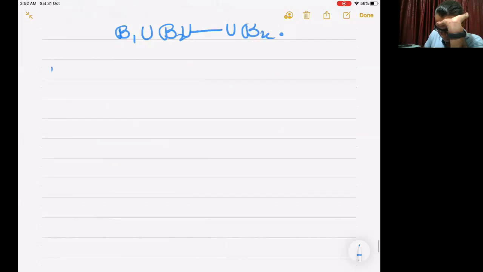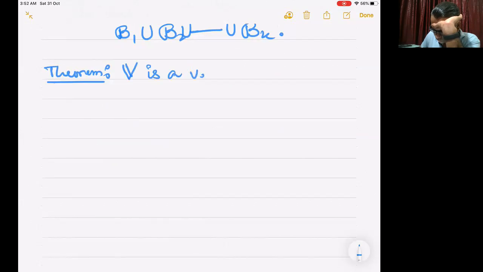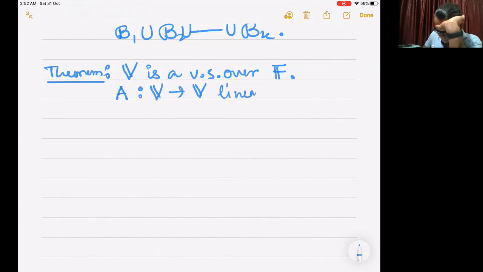Theorem. The premise remains the same. V is a vector space over a field F, and A is a linear operator. Then the following statements are in fact equivalent. Number one, A is diagonalizable.